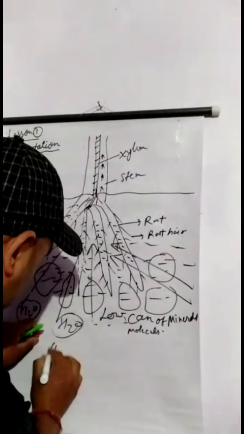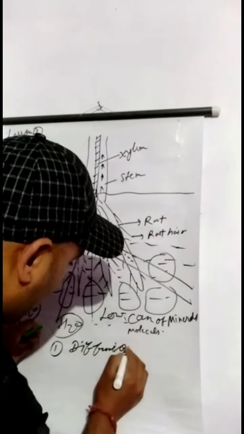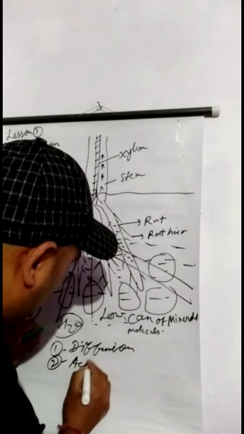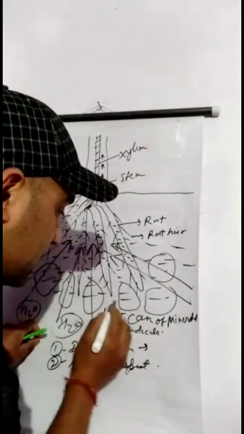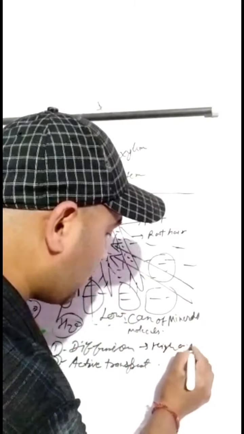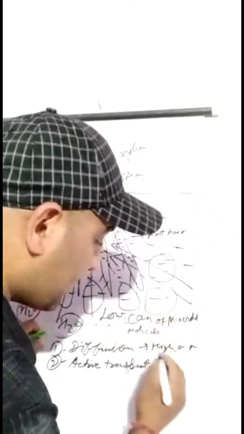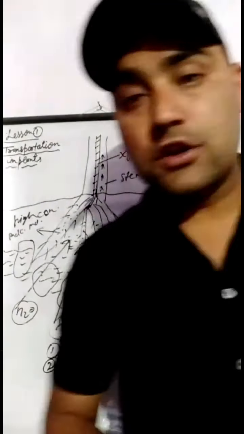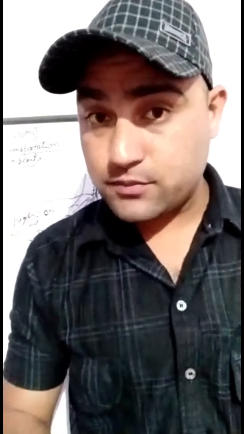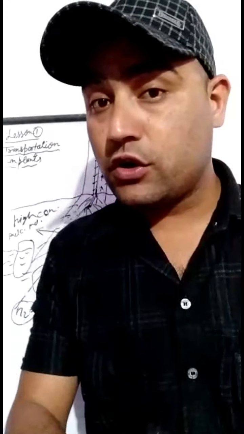Understand? So first is diffusion, and second one is active transport. So students, diffusion will happen when the concentration of mineral is high, and active transport will take part when the concentration of mineral molecules is low. If the concentration of mineral is low in soil, active transport will take place, means the minerals will be absorbed by root with the help of active transport, not by diffusion. Diffusion will take place only if the concentration of mineral is high in soil. But if low, the mineral will be absorbed with the help of active transport.